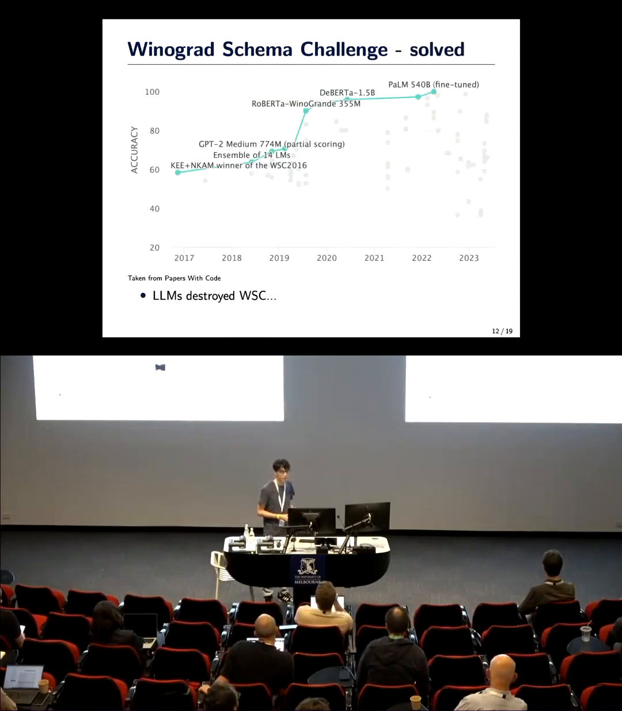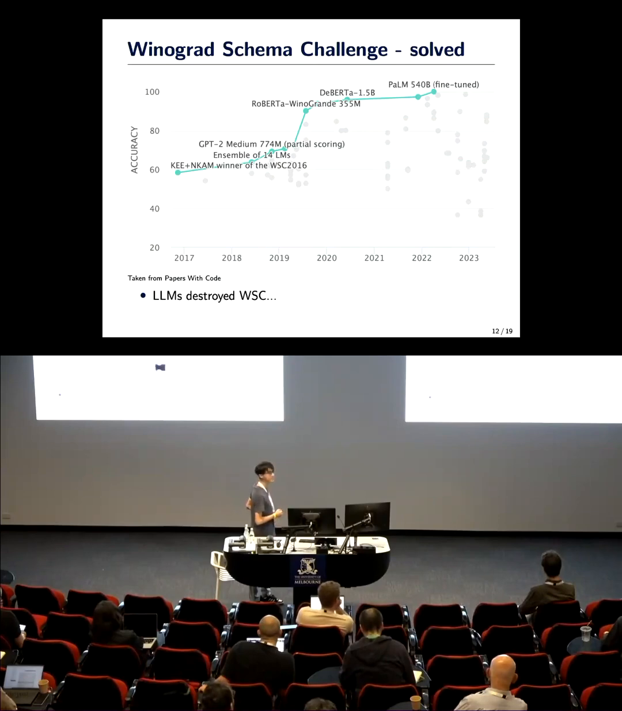Just to give you a bit of context, back in 2016, the best model achieved an accuracy that is slightly better than random chance. And around 2019, when LLMs came out, there was a phase transition from almost random to almost 100% accuracy.